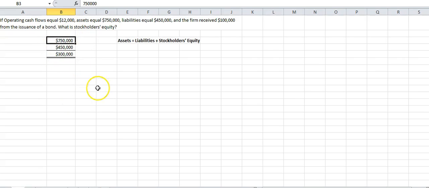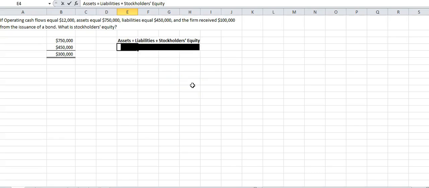So this question was very easy. You're going to have to remember this formula, and you could also apply a little bit of algebra. So the algebra that we applied here is that assets minus liabilities equals stockholders' equity, right? It's the same thing as this up here, but with the variables shifted around. Okay, so let's go ahead and do another problem.